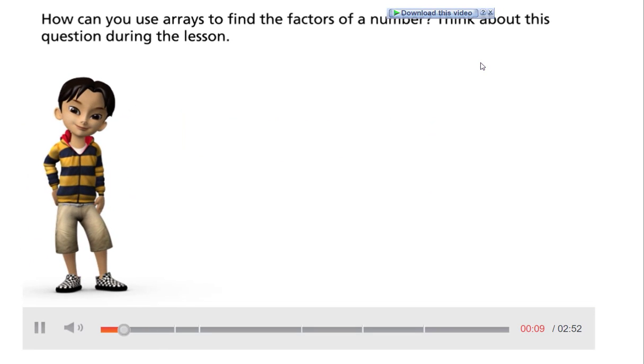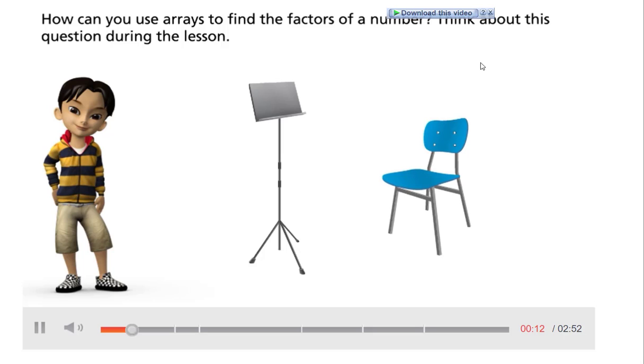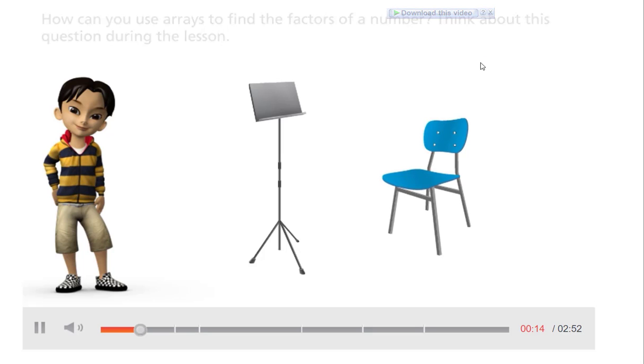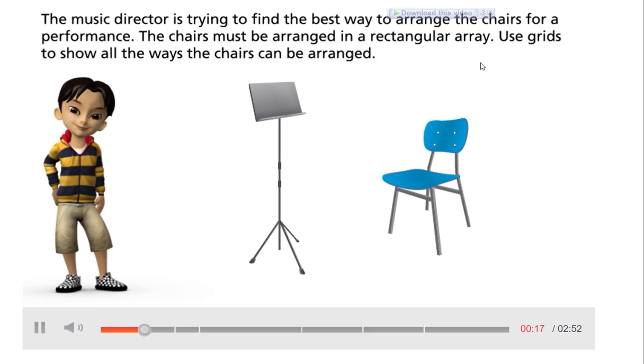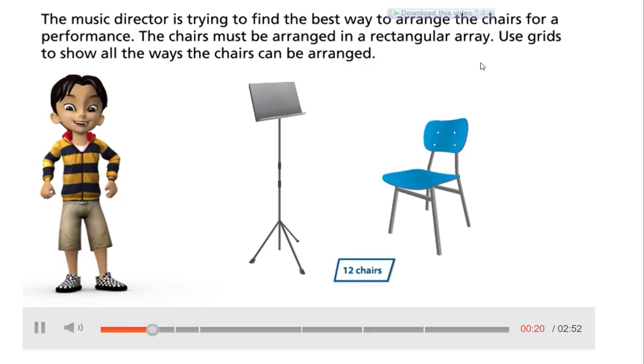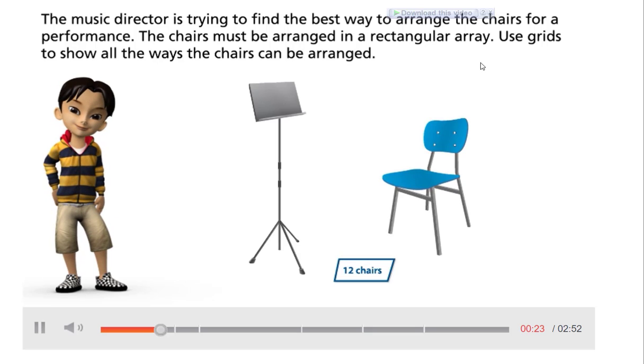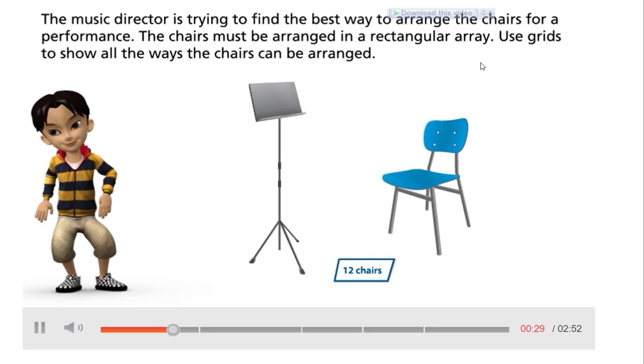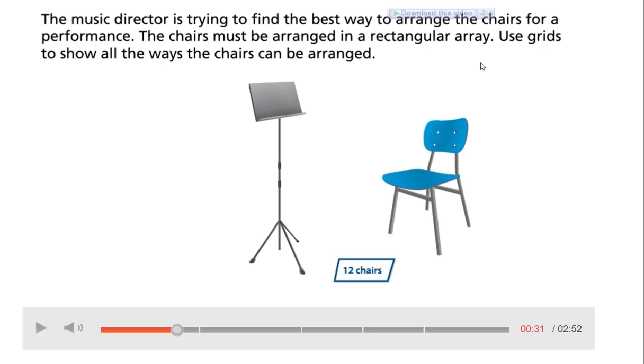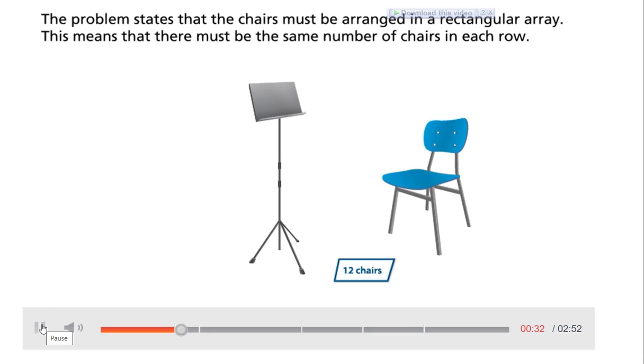How can you use arrays to find the factors of a number? Think about this question during the lesson. The music director is trying to find the best way to arrange the chairs for a performance. The chairs must be arranged in a rectangular array. Use grids to show all the ways the chairs can be arranged. The problem states that the chairs must be arranged in a rectangular array. This means that there must be the same number of chairs in each row.